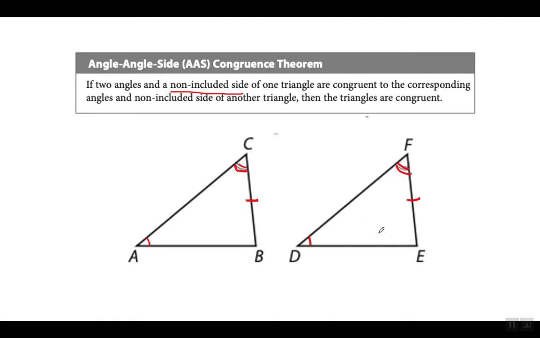The non-included side means that I have these two angles, but it's not the side in between them. It's a side that is not in between those two angles. That's what they mean by the non-included side. So I got two angles that are equal to the two corresponding angles in the other one, and a side that's not in between them is equal to the corresponding side that's not in between these two angles in the other triangle. Angle, angle, side.